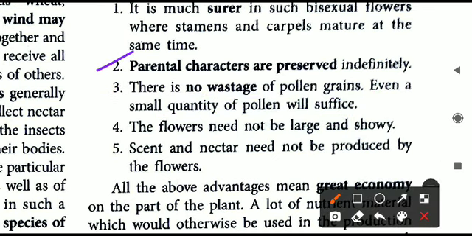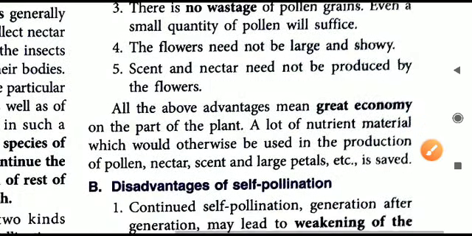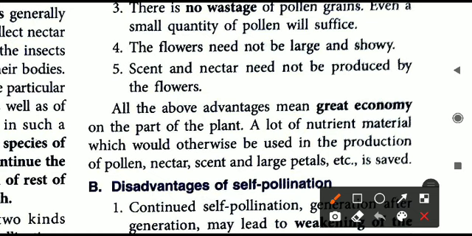Second point, because of self pollination, only parental characters are preserved. There is no variation coming. The same plant is pollinating itself, so the same type of flowers will keep on germinating again and again. New flowers which are coming will be of the same type only. This will lead to a disadvantage. We will see it in the disadvantages point.